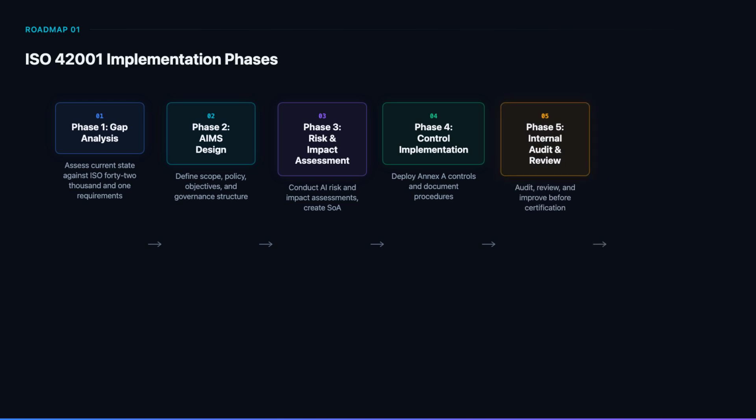Conduct internal audits and management reviews to verify your AIMS is operating effectively. Address any nonconformities and implement improvements before proceeding to certification. The certification audit comes in 2 stages. Stage 1 is a documentation review to confirm your AIMS is designed correctly. Stage 2 is an on-site audit verifying your controls are implemented and operating effectively.